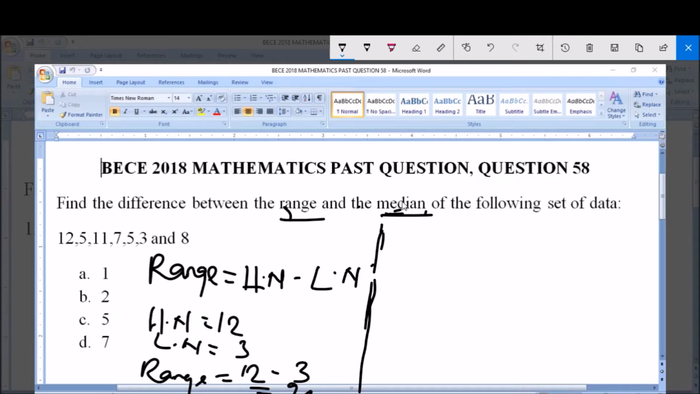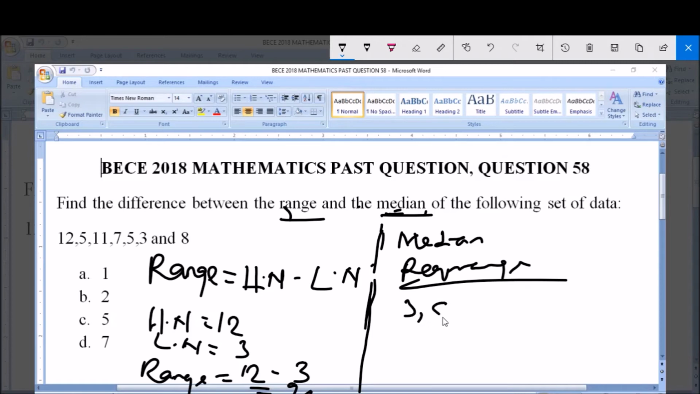Now the second part says the median. To find the median, we have to rearrange this set of numbers in an orderly manner, that is from the lowest to the highest. And by doing that, what do we have? From the lowest, we have 3, 5, 7, 8, 11 and 12.